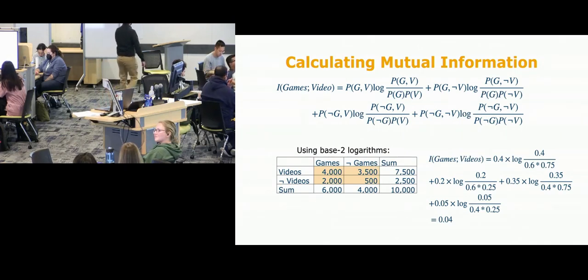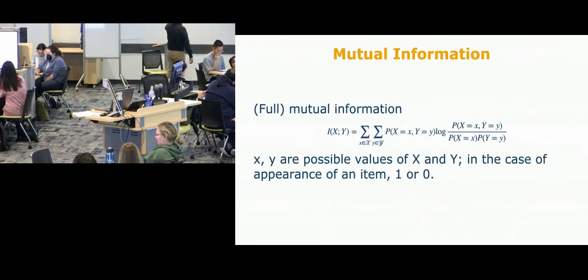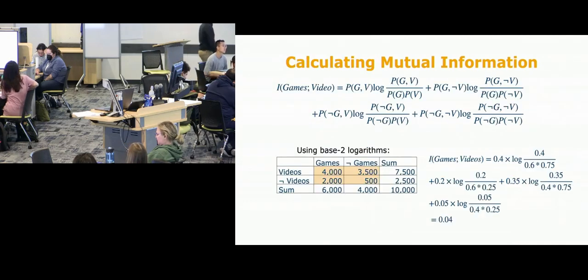For all these four possibilities, one of these terms would contribute, so this sum would have four values, right? Because we are summing over x and y, and there are two values of x and two values of y, so four values in total, okay? So we sum over all the four values, and that's the total mutual information.